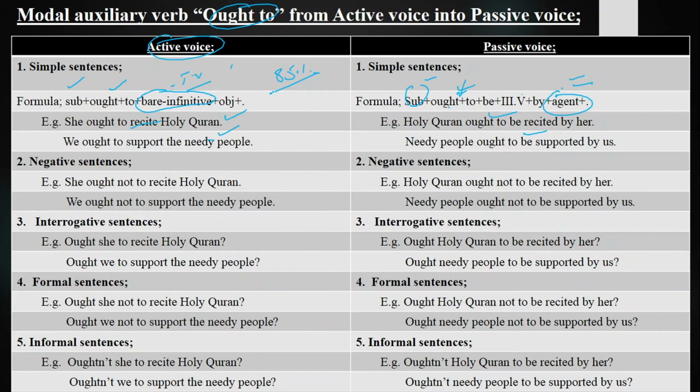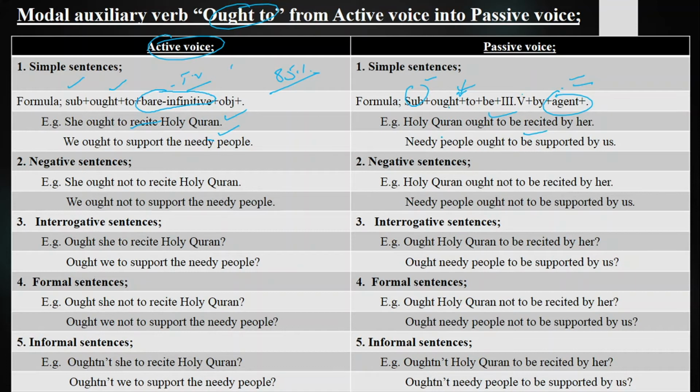In the same way, we ought to support the needy people. If you don't, no matter, as we say, if you're not supporting, that's your choice or wish. But if you help them, you'll feel a soul relaxation, that I'm quite relaxed, that I've done some sort of goodness, and that is what you feel by earth happiness is. So there you'll be using ought to.